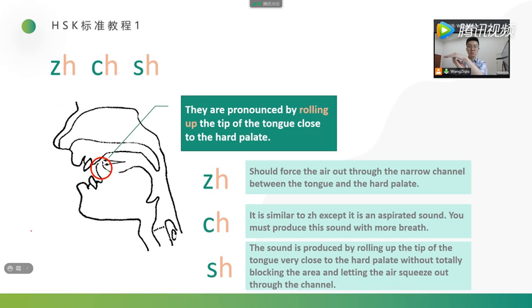Okay, now I will read ch. Look at this. Ch. First, use the tip of your tongue to block the airflow. Then open it. Leave a very narrow channel between the hard palate and the tip of the tongue. Let the air out. Ch.